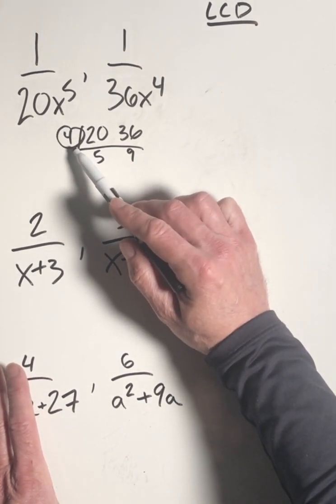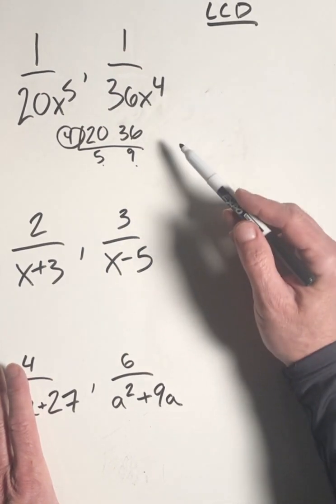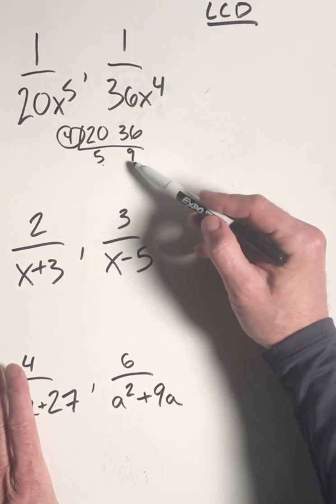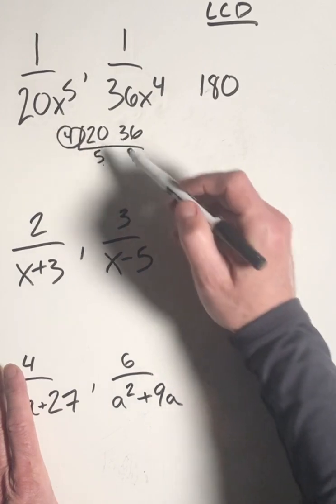If we take that number 4 and multiply it by 5 times 9, we will get the lowest common denominator. So 4 times 5 is 20. 20 times 9 is 180. So I know that my lowest common denominator is 180.